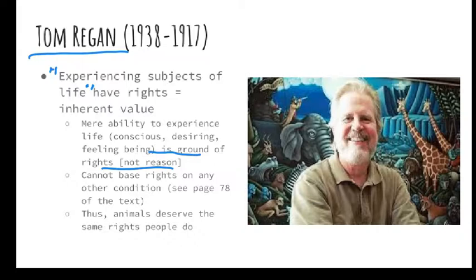So ultimately, that leads Regan to the conclusion that that definition also fits animals. So he argues that no experiencing subject of life should be treated as an object. So animals should have the same rights that people do. And so he was a proponent for animal rights. He called for the abolition of animals in science, the total abolition of commercial animal agriculture, and the elimination of commercial and sports hunting and trapping.